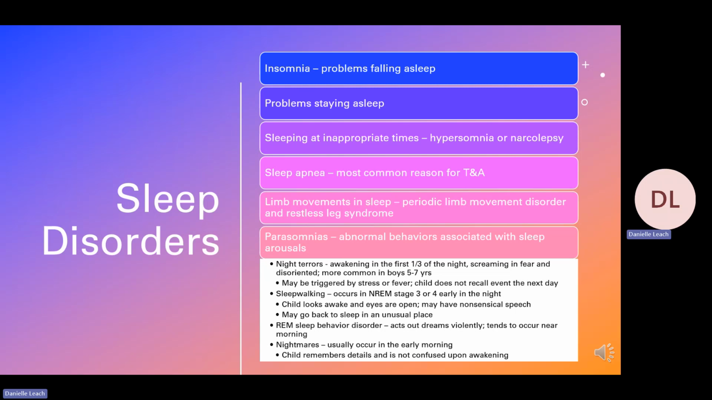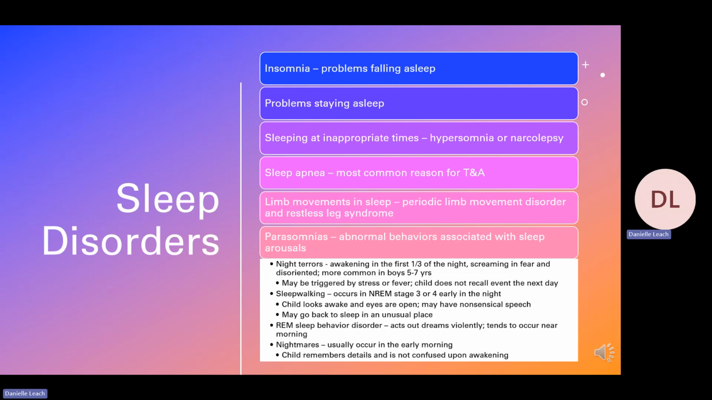Children can also have sleep apnea. Usually for children, they can have obstructive sleep apnea because of enlarged tonsils and adenoids. So it's the most common reason for a T&A. They could also have sleep apnea if they are obese. Limb movements in sleep. So they could have periodic limb movement disorder, which is where they have unusual limb jerking that limits their ability to sleep restfully. And also restless leg syndrome, where they have leg discomfort, such as pain or crawling sensations that limit their sleep.